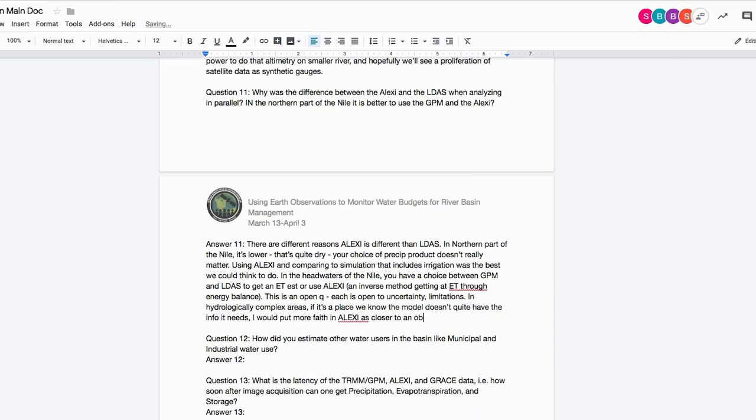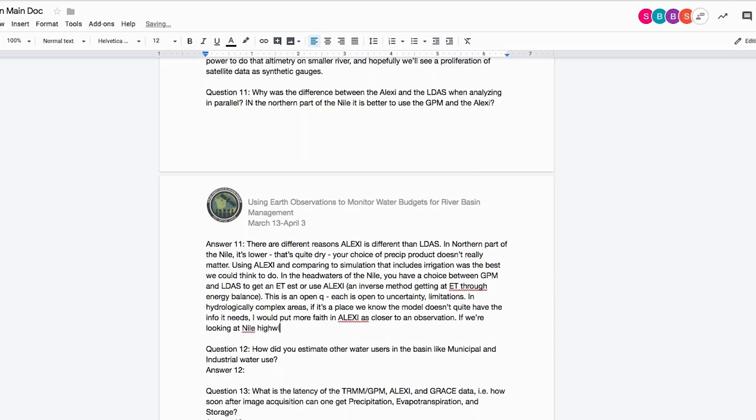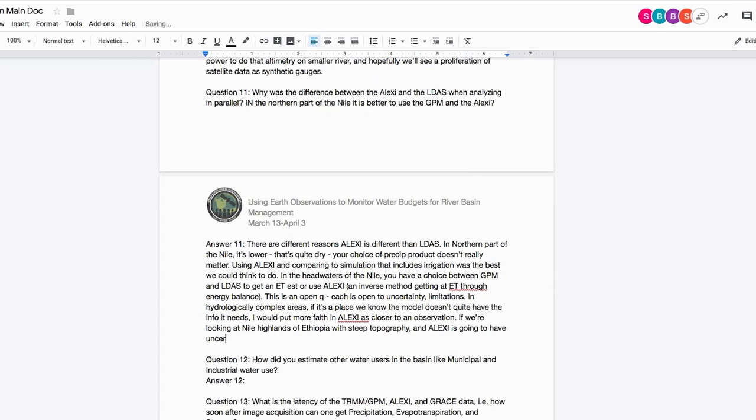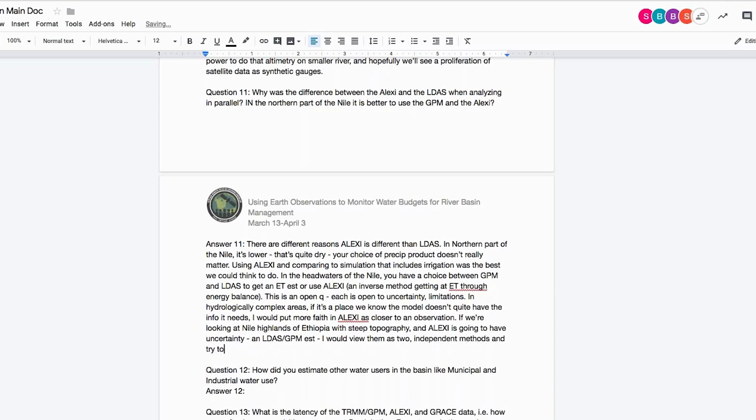If we're looking at something like the Nile Highlands of Ethiopia, where you've got steep topography, and perhaps ALEXI itself is going to have some uncertainty because of the challenges of estimating energy fluxes over topography, then really you have a situation where an LDAS ET estimate driven with GPM versus an ALEXI estimate from the satellite temperature measurements, I would just view them as two independent methods and try to constrain my uncertainty by using both. I wouldn't be comfortable saying that one is definitely better than the other without in situ data.